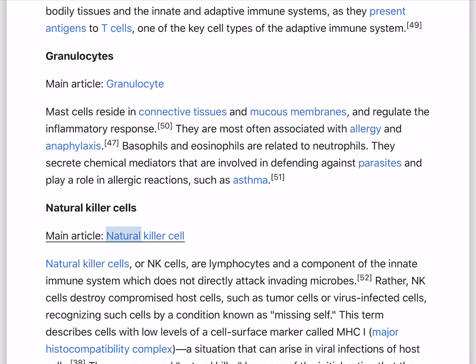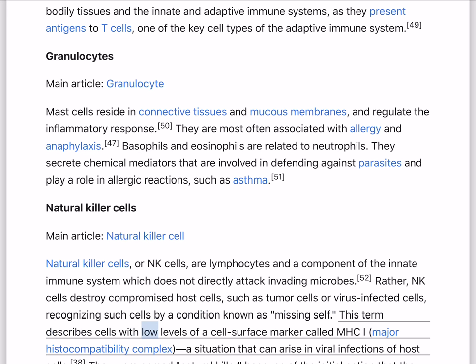Natural killer cells, or NK cells, are lymphocytes and a component of the innate immune system which does not directly attack invading microbes. Rather, NK cells destroy compromised host cells, such as tumor cells or virus-infected cells, recognizing such cells by a condition known as missing self. This term describes cells with low levels of a cell surface marker called MHC I, major histocompatibility complex, a situation that can arise in viral infections of host cells.